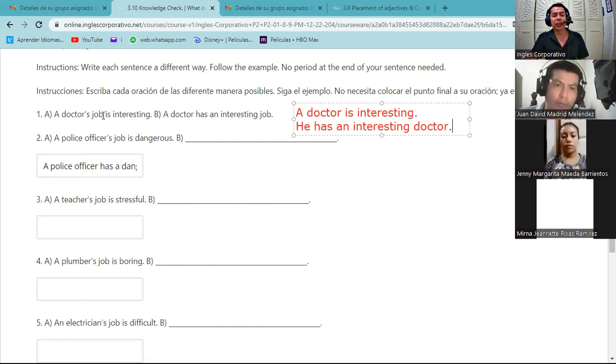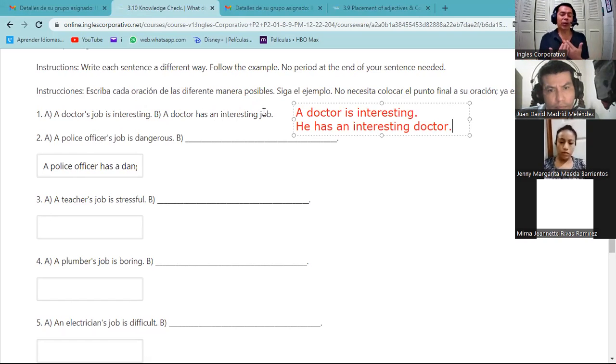Ok. No podemos decir, a doctor's work is interesting. A doctor has an interesting work. ¿Quiere usar otro nombre también? Profession. Vale, usamos otro nombre, profesión. A doctor's profession is interesting. A doctor has an interesting profession. ¿Eh? Y no cambia nada. Siempre es la misma estructura.